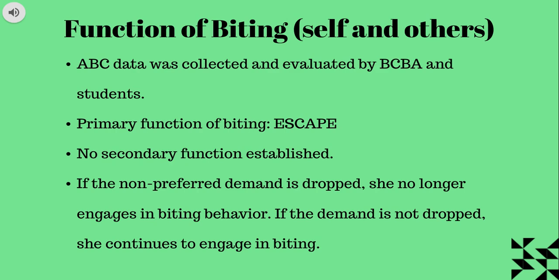Regarding the function of E's biting behaviors, ABC data was collected to find the function. It was then evaluated by the BCBA and students at the clinic. The primary function found for her biting was escape, with no secondary function being established. If the non-preferred demand is dropped, E no longer engages in the biting behavior. But if the demand is not dropped and it is consistently placed, she will continue to engage in biting behavior. This behavior could be at herself or it could be directed at other individuals.